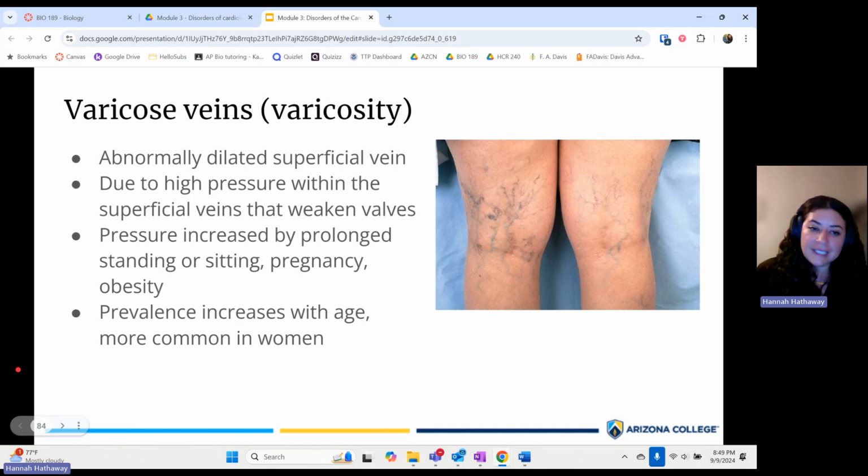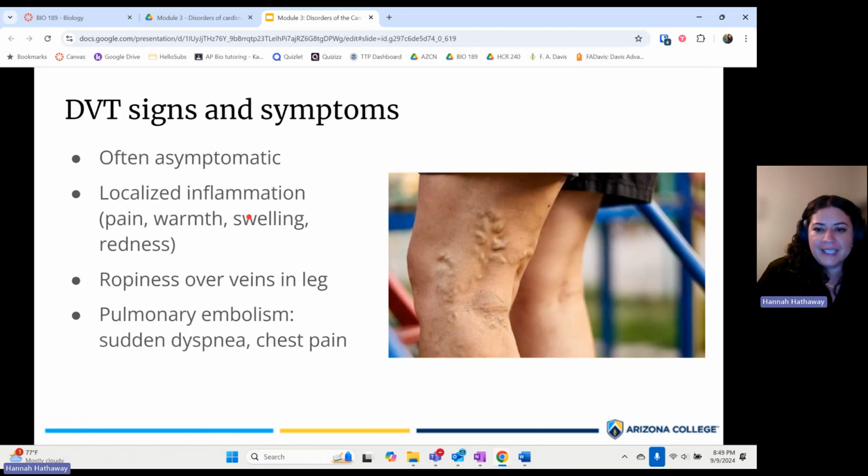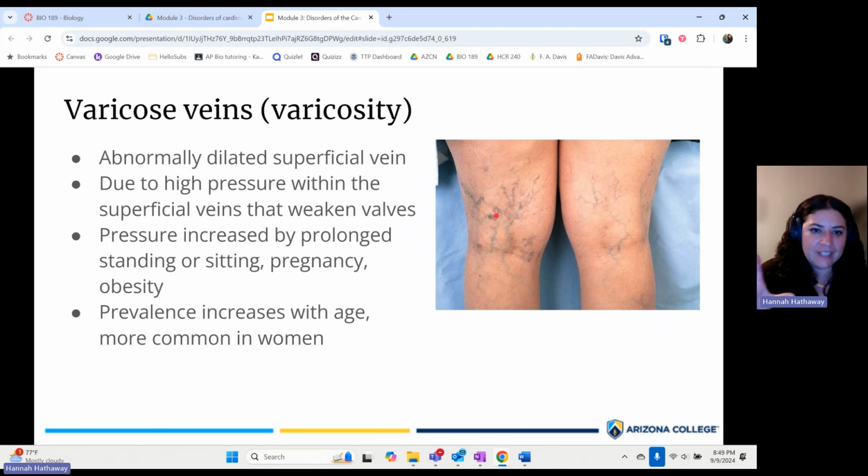Okay. And then the last thing for this chapter are varicose veins, or varicosities. So these are essentially, kind of like in this picture, distended, dilated, superficial veins.